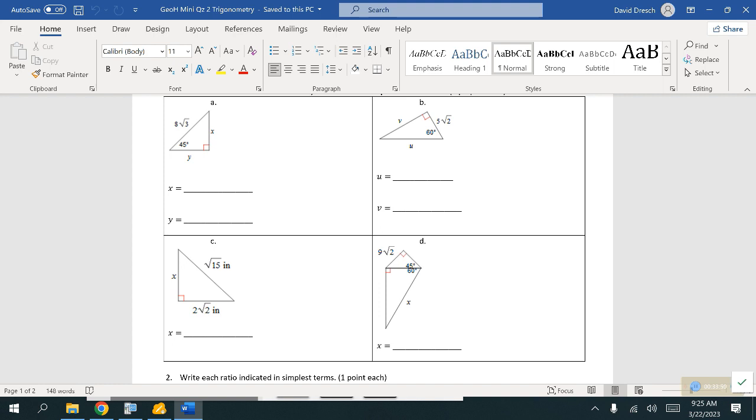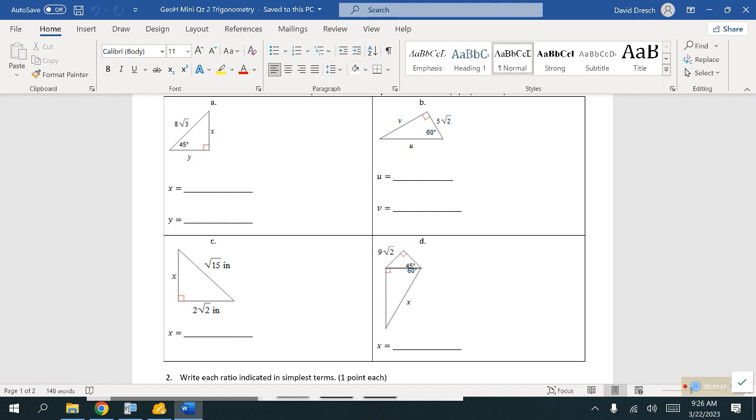Letter B, it's a 30, 60, 90, and the nice thing about this one is you've got the short leg. 5 root 2 is my short leg. Taking it to the hypotenuse, we double that. So 5 root 2 doubled is 10 root 2. Taking it to the long leg, we take it times root 3. 5 root 2 times root 3 is 5 root 6, I believe. Again, big improvement there.